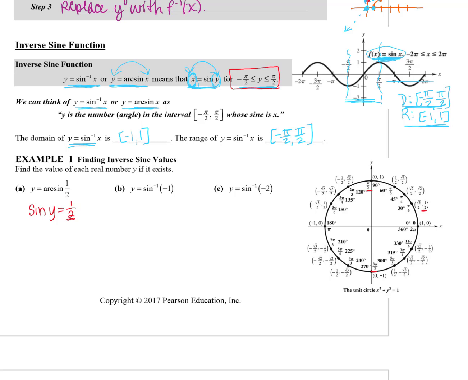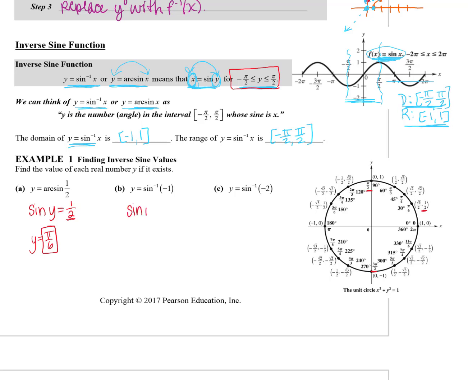So if the y is 1/2, what is the angle in radians? That's pi over 6. So y is equal to pi over 6. The second one, again, we're restricted to this range from negative pi over 2 to pi over 2 for the inverse function. I'm going to rewrite this.